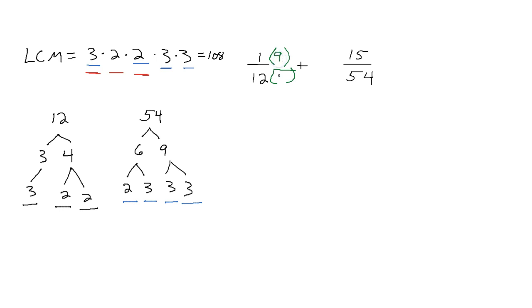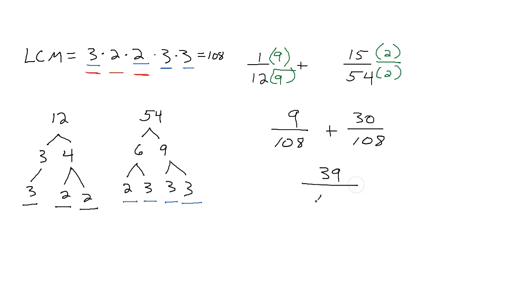So I'm going to put a 9 over 9. And 54 times 2, so I'll put a 2 over a 2. So what I end up with is 9 over 108 plus 30 over 108. So altogether I get 39 over 108. Now I need to do one more thing.